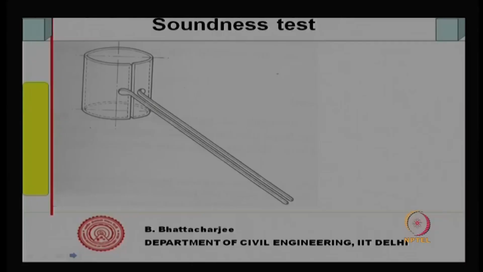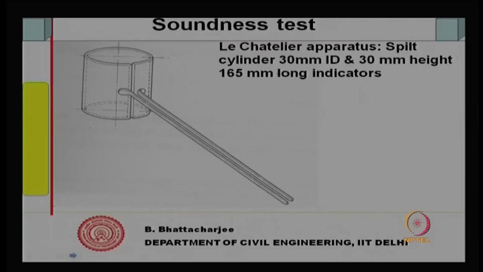lime or free magnesia. This is tested using Le Chatelier's apparatus, which is nothing but a split cylinder with 30 millimeter inner diameter and 30 millimeter height. So, inner diameter is 30 millimeter and height is 30 millimeter, and it has 165 long indicators. So, it has two indicators. You see, it is a split cylinder, there is a split here and there are two indicators here. So, what do you do?